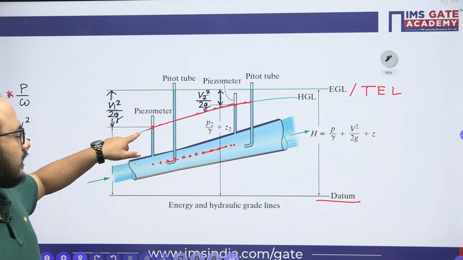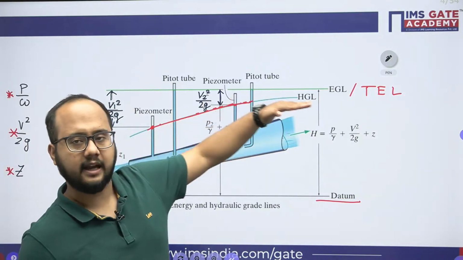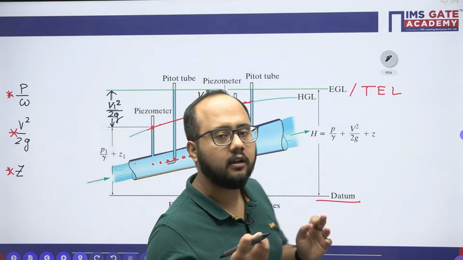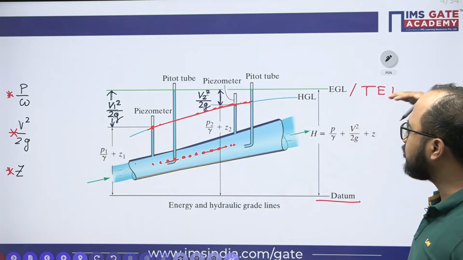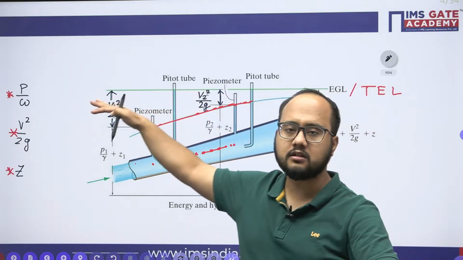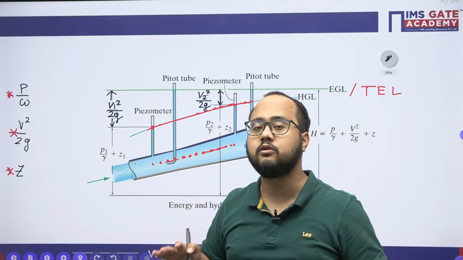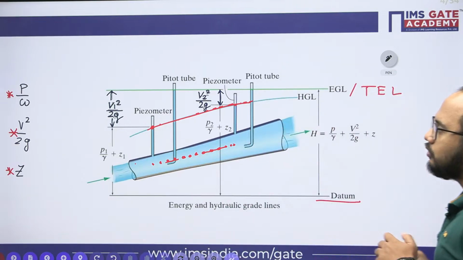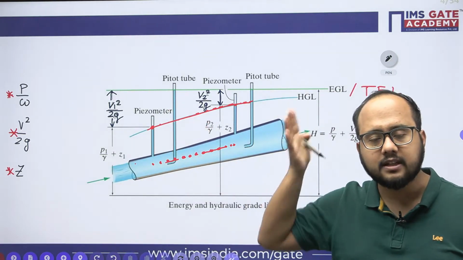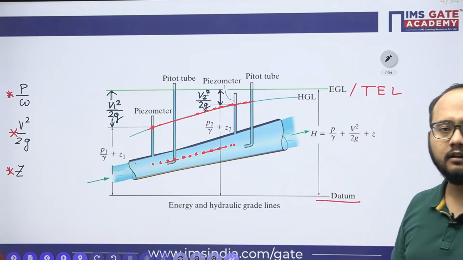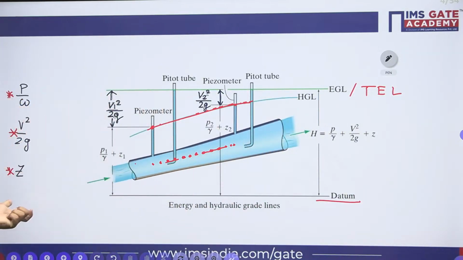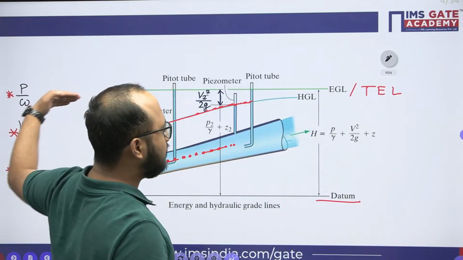Now you will see a very important point here. The HGL is rising, but the total energy line is horizontal. In this case, we have not assumed the losses. That's why the total energy will remain constant. Are you getting the point? The total energy remains constant because in this particular case I have not assumed frictional losses, no head loss. So the total energy line has to be horizontal. It should have the same value at every location. At every location of the pipe, the value of the total energy head, which includes all three, will be constant. That's why this is horizontal.